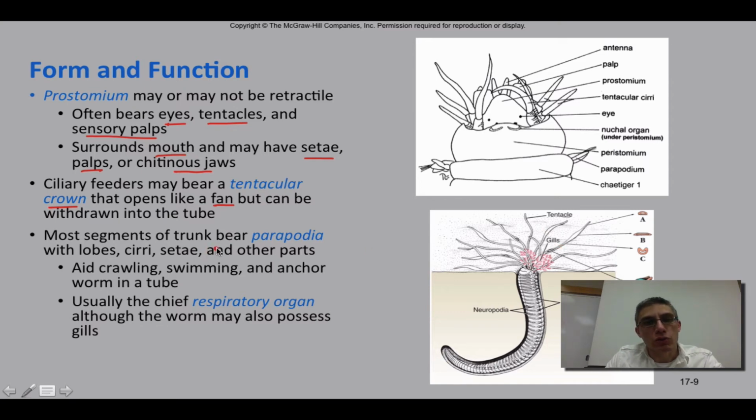Now, most segments of the trunk are going to bear what we call parapodia, as we had said before. So again, right up here, you can see the parapodia. And these parapodia could have lobes, could have cirri, could have setae, or those bristles, and there could definitely be some other parts found depending on the type of worm that you're looking at. Now, these parapodia are going to aid the animal in crawling, swimming, and anchoring the worm within the tube, again, depending on the type of polychaete that we're looking at. Now, usually the chief respiratory organ for this particular worm is going to be the gills. And again, over here on the right, you can see the gills being illustrated right through here in this tube worm.